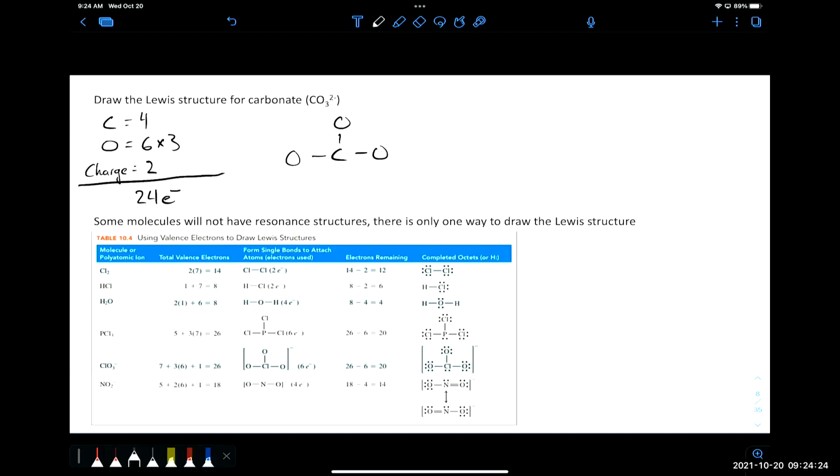So now this is where we've taken some electrons out of our electron pool by creating these single bonds. We made 3 single bonds, so it's going to be 6 electrons.